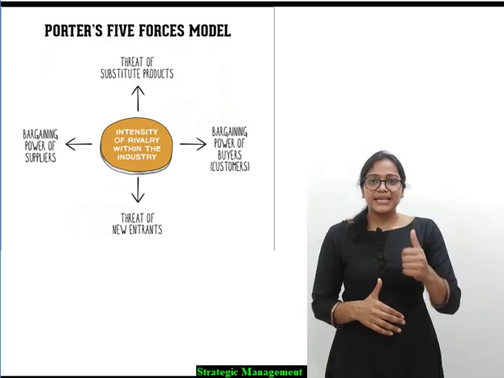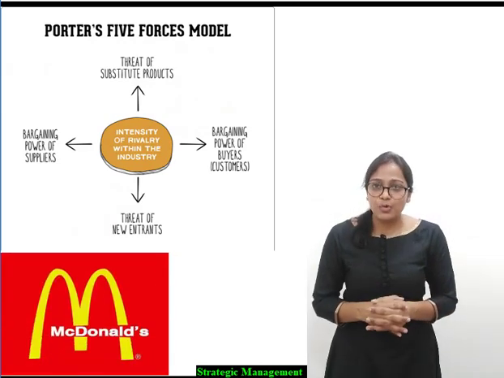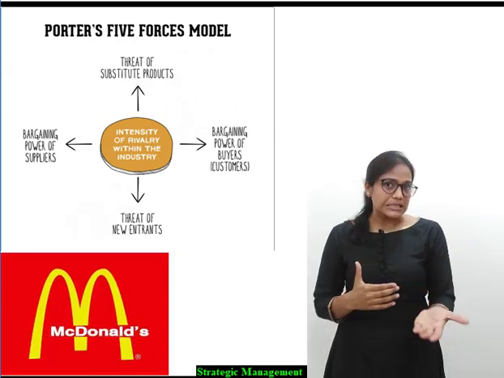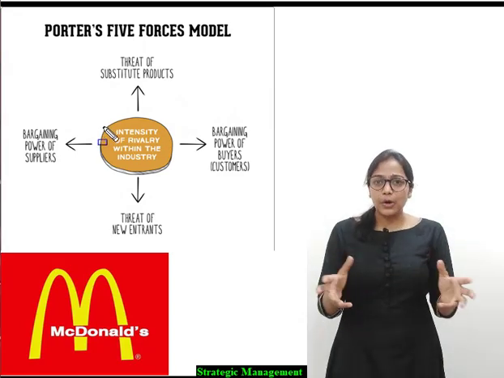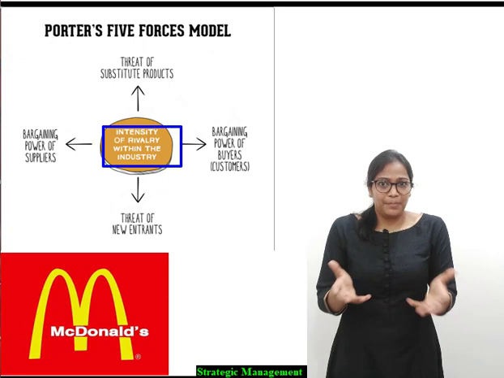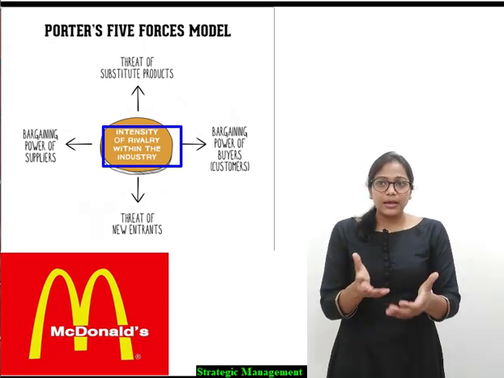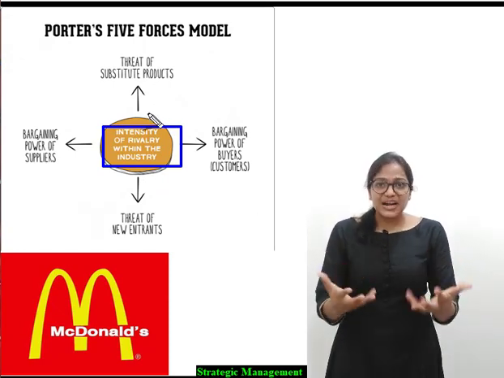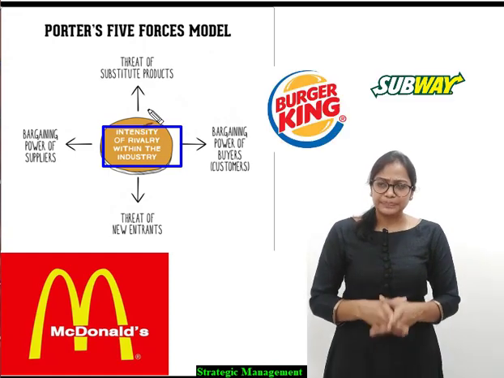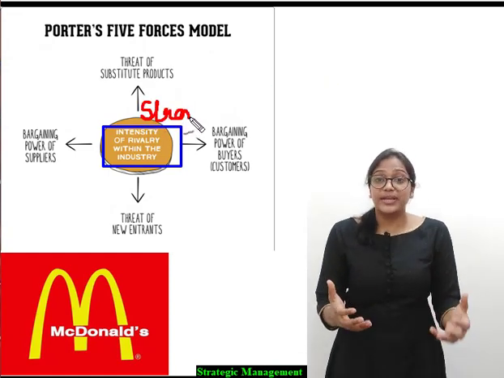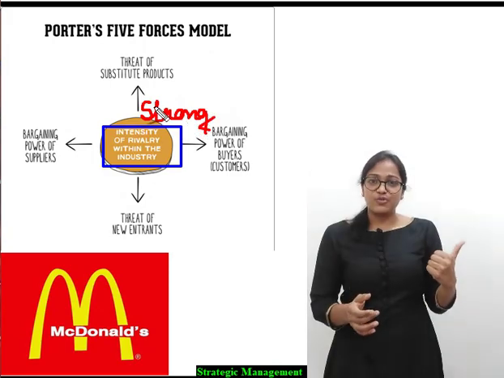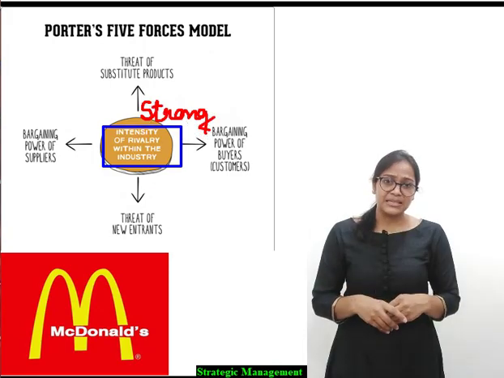Let's take an example of MACD. MACD is a food chain that provides fast foods to its customers. The first one is competitive rivalry. How many competitors are there for MACD? There are many, like Subway, Burger King, Domino's, etc., which provide fast foods to its customers. They all have their own customer loyalty. They provide differentiated products to their customers. So this particular force is very strong in MACD's business.